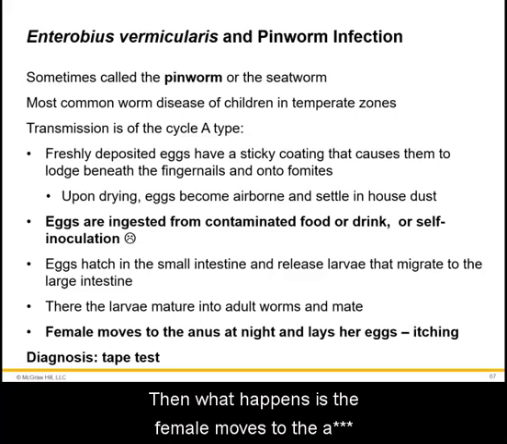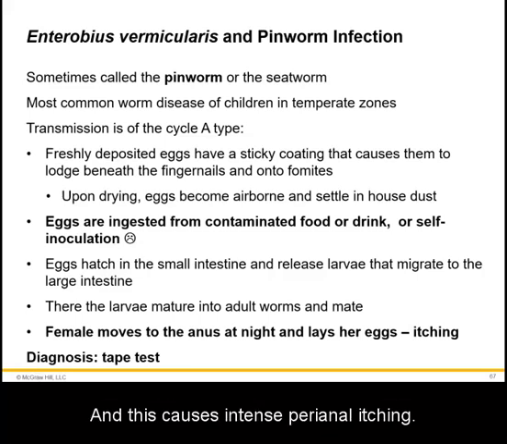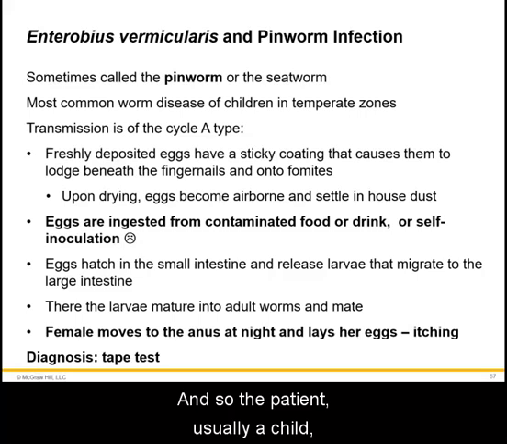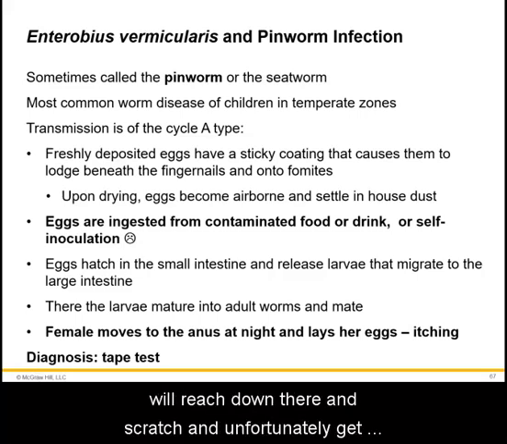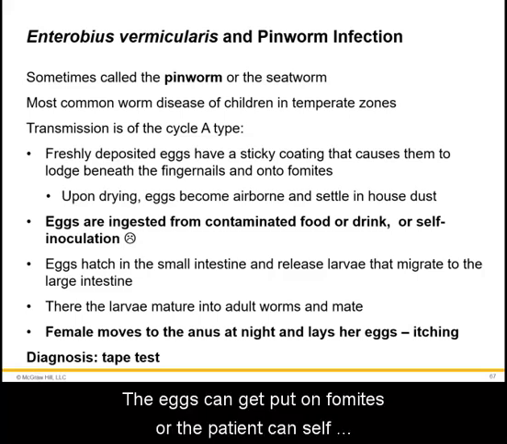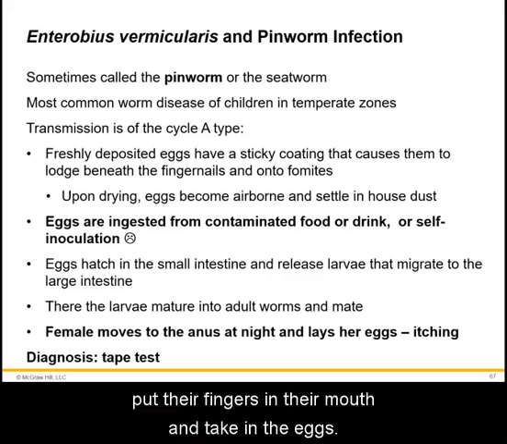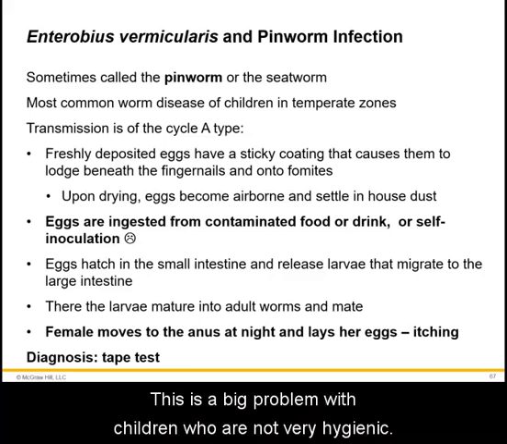Then what happens is the female moves to the anus at night and lays her eggs just outside of the anus, and this causes intense perianal itching. And so the patient, usually a child, will reach down there and scratch and unfortunately get the eggs on the fingers. And again, the cycle can repeat. The eggs can get put on fomites, or the patient can self-inoculate themselves again, put their fingers in their mouth and take in the eggs. This is a big problem with children who are not very hygienic.